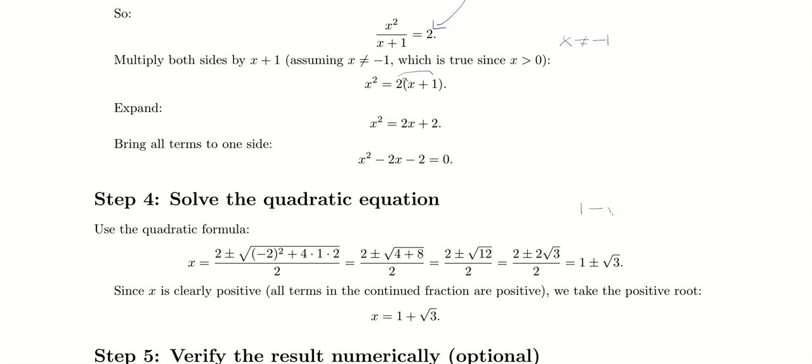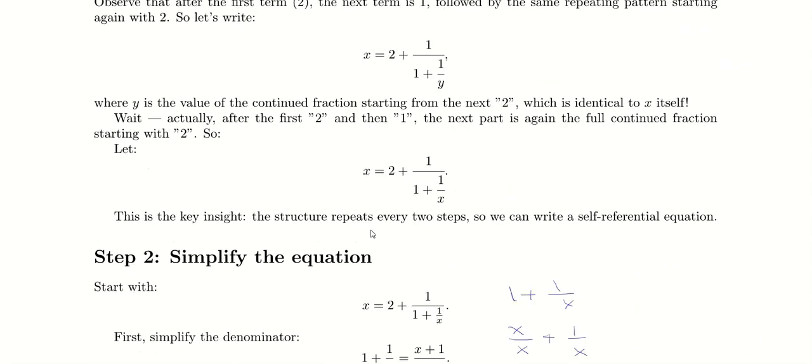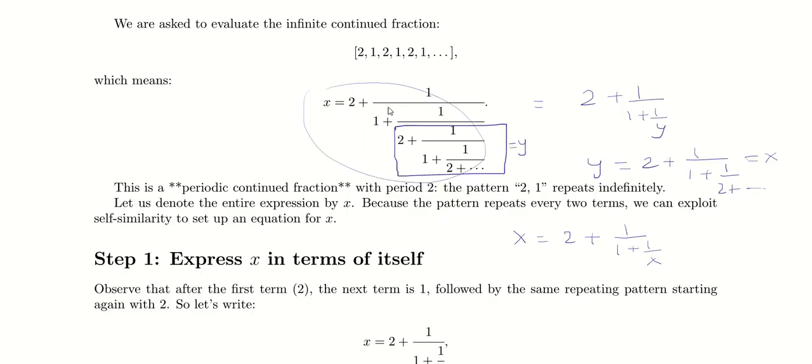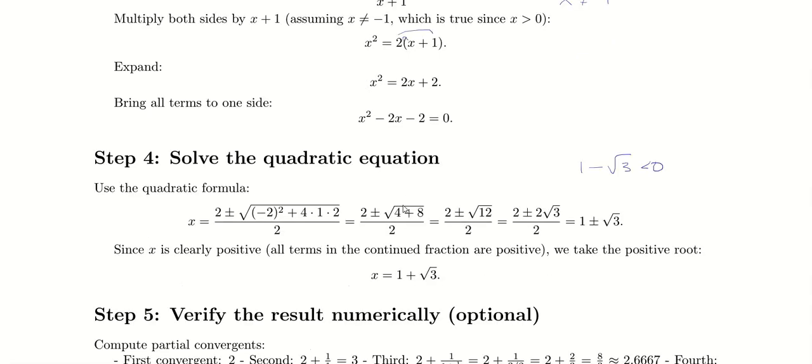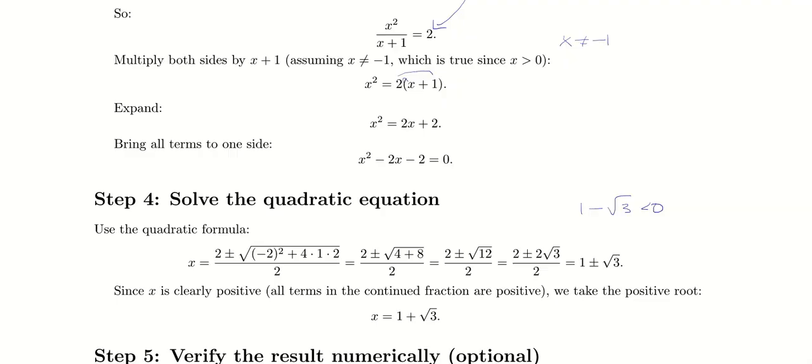Now, 1 minus root 3 is going to be less than 0. It doesn't make sense to use that because here we're adding and dividing by positive numbers. How can that equal a negative? It can't, which means we'll only keep the positive answer, x equals 1 plus root 3. So we can finish here and say that's the answer.